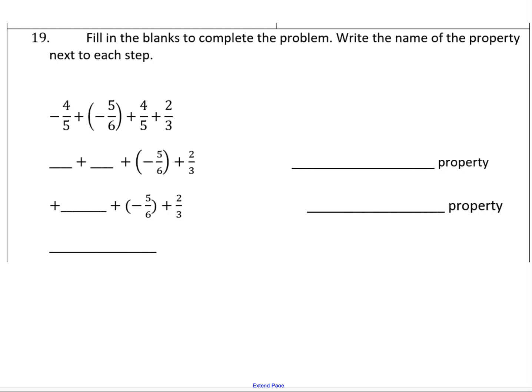Okay, and our last problem here. Fill in the blanks to complete the problem. Write the name of the property next to each step. Okay, so first thing I look for when I have problems that have multiple numbers is, are there any inverses? So I have 4, -4/5, +4/5. Those two are inverses. I'm going to write them next to each other. The property I used to do that was the commutative property. That changes the order.